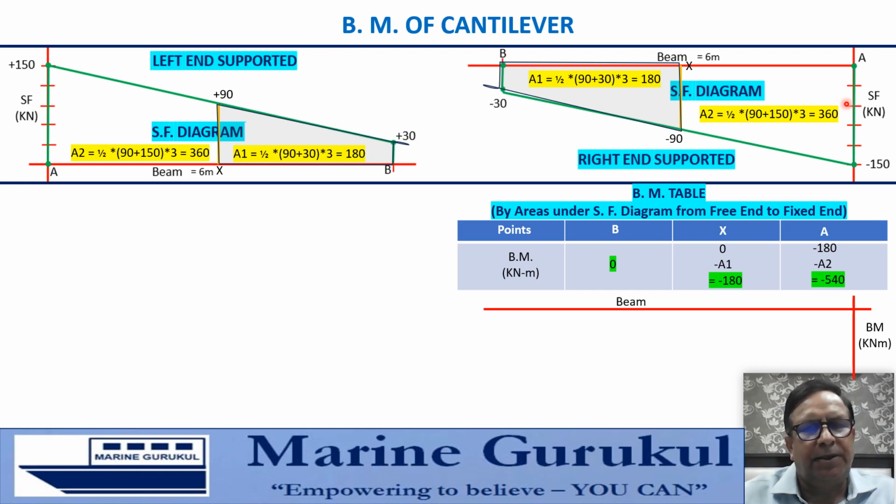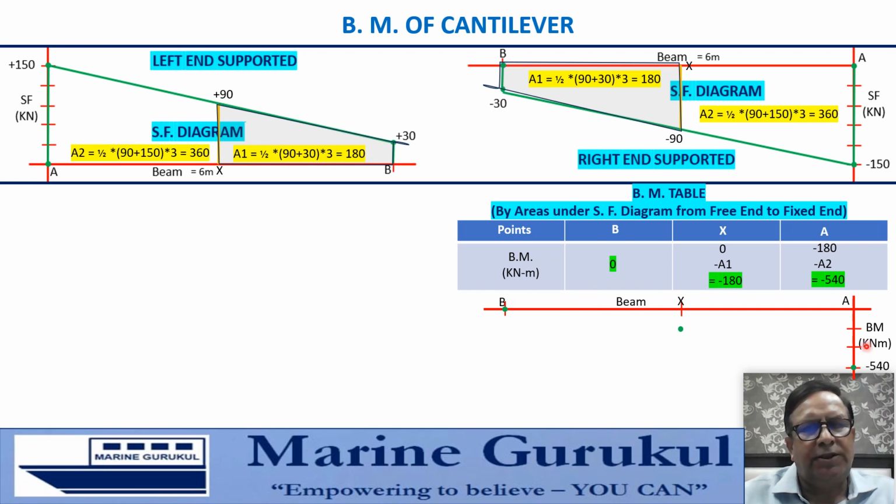With these values of BM, we draw the BM diagram. You can see it coming up, beam on the x-axis, BM on the y-axis. And we have these points B, X and A. We graduate the y-axis. Each graduation represents 180 kilonewton meter. At B, the bending moment is 0. At X, it's minus 180. At A, it is minus 540, all represented by the green dots coming up.